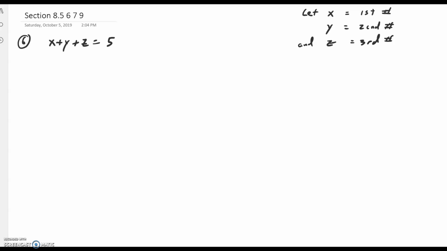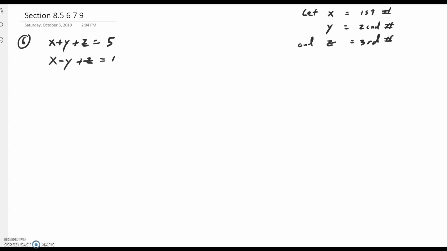So I've decided what x, y, and z represent. They represent the first, second, and third numbers. I used the first sentence in problem 6 to get the first equation: the sum of the three numbers is 5. The second sentence says the first number minus the second plus the third is 1. So I have this equation.